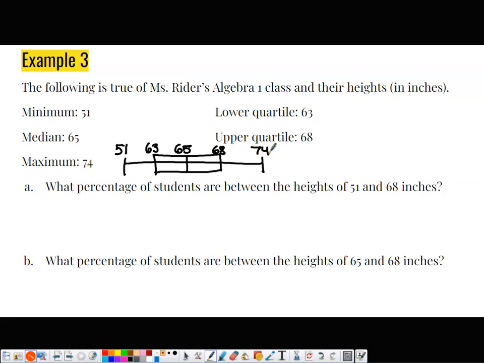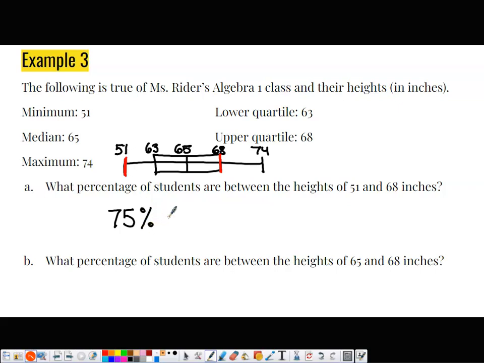Okay? So rereading part A, we're looking for what percentage are between 51 and 68 inches, right? So here's 51, here is 68, right? So how many sections is that? We have 1, 2, 3, right? Each section is 25%, 3 times 25, that is 75% of the data, right? So what percentage of students are between? We have 75%.